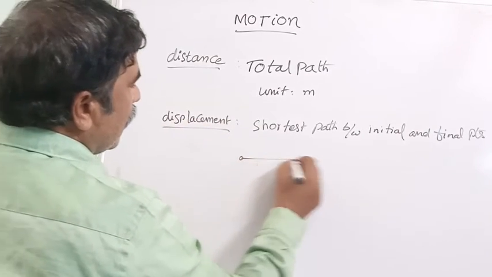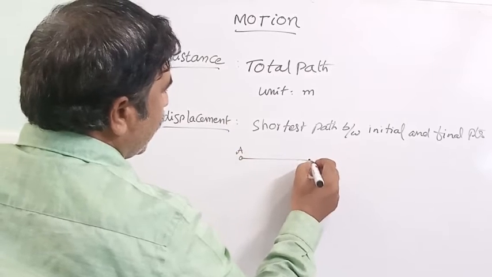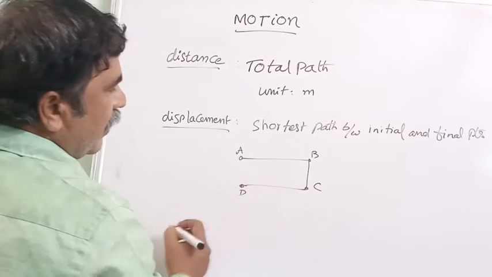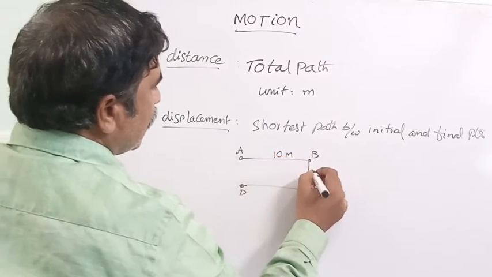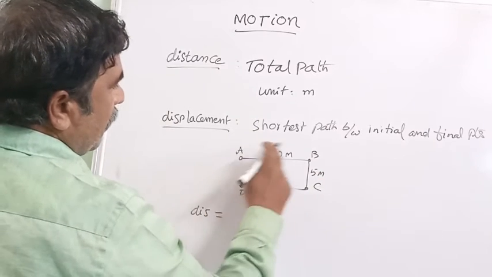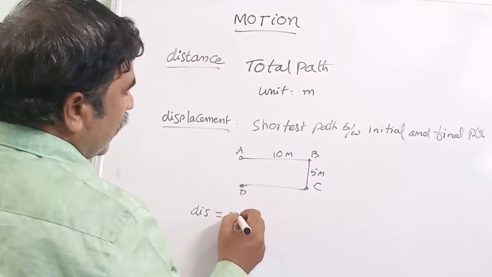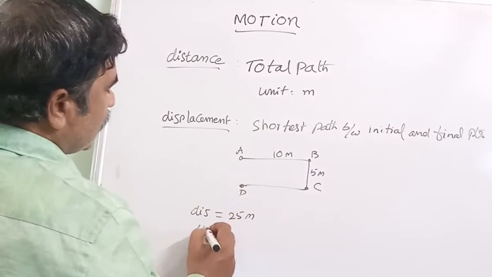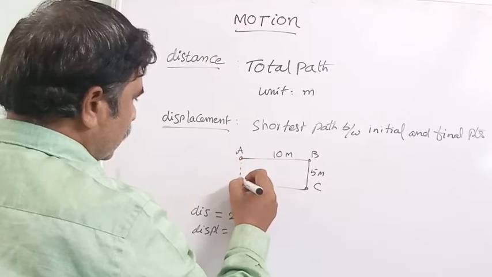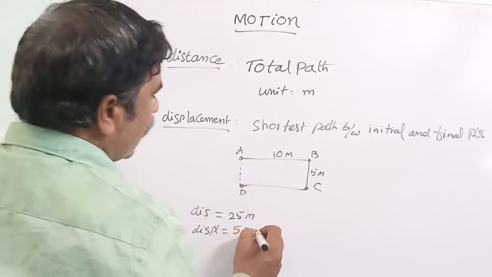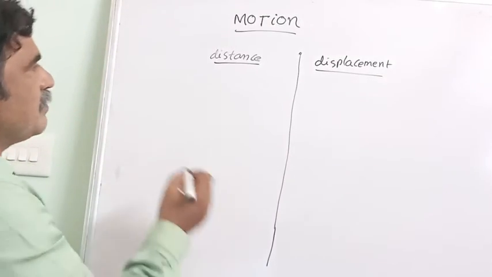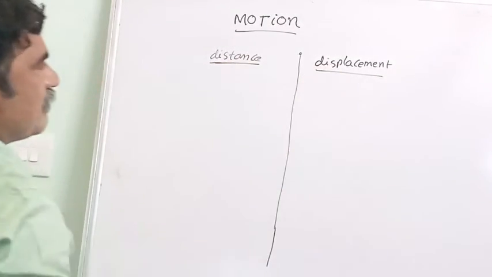See the example. Let this be A, reach to B, reach to C and back to D. This is 10 meters, this is 5 meters. Then distance is the total path, 10 plus 5 plus 10, it is 25 meters. Displacement is from A to D, the shortest path, which is only 5 meters.